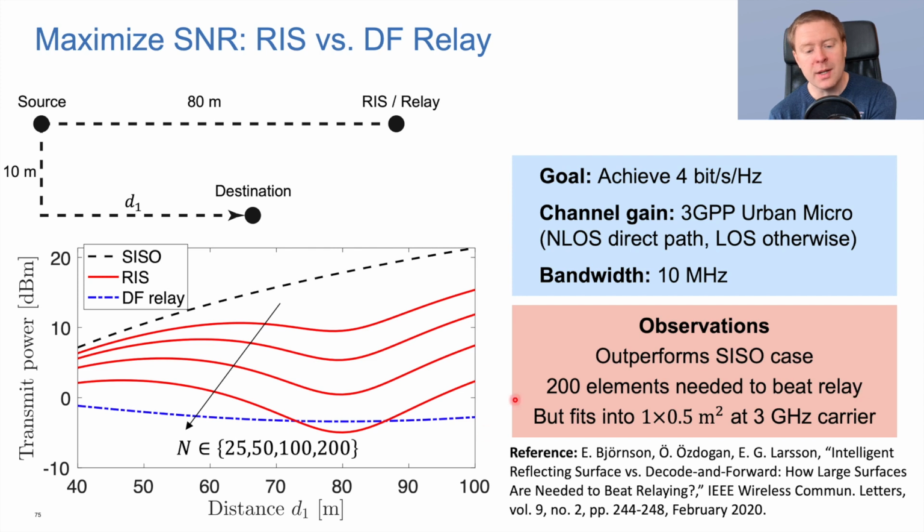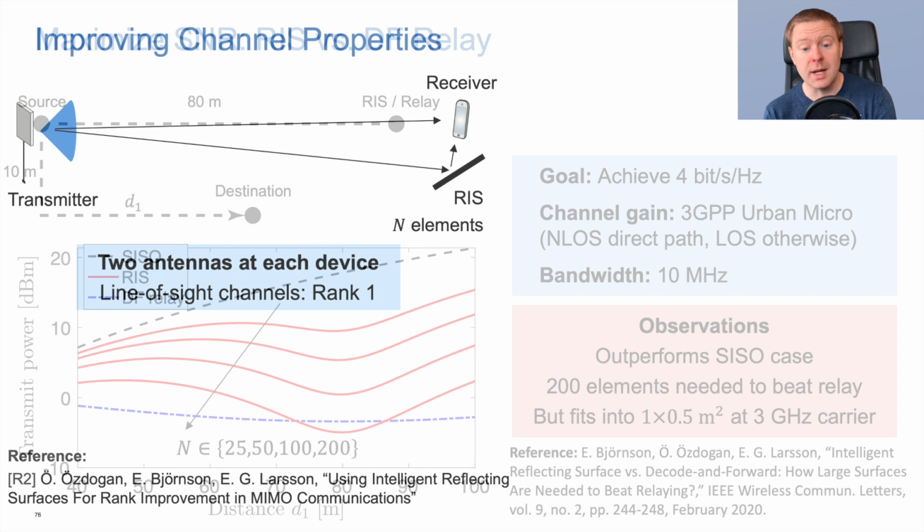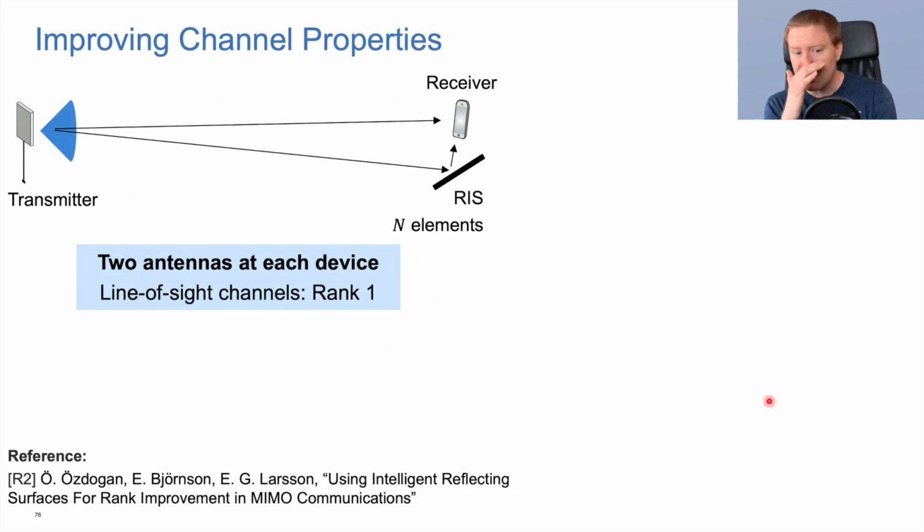On the other hand, 200 elements, in this case where I have 3 gigahertz frequency, is something that fits into 1 times half a meter. So it's not physically large. We can definitely build something like that. But we should keep this in mind, that it's not in terms of signal-to-noise ratio improvements that the RIS technology is having the most benefits, but there are other use cases in terms of improving the channel properties more generally.